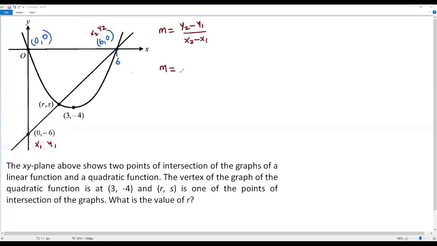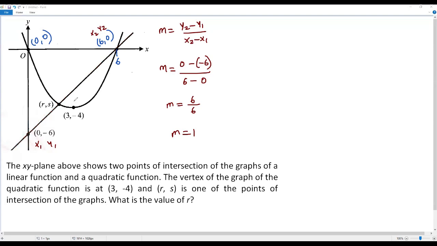Okay, m equals the value of y2 is 0, minus the value of y1, which is negative 6 over here. We can plug in -6 for y1, and for x2 we have 6, minus x1, which is 0. Then we get m equals negative times negative will become positive 6. 0 plus 6 is just 6. 6 minus 0 is 6. We get m equals 1. Okay, now I got the slope of this line, that is the linear function, that is 1.